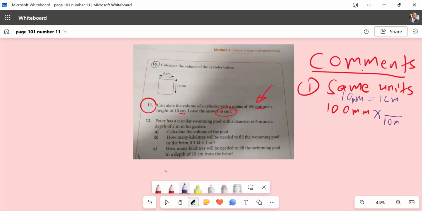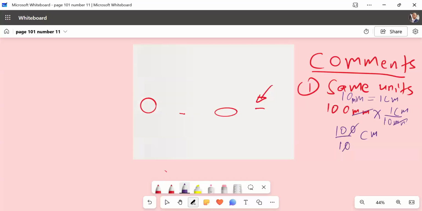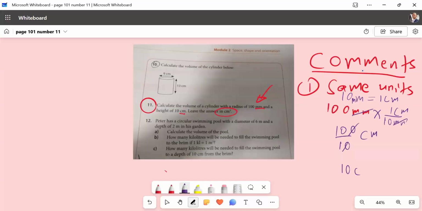10 millimeter. On top I'll put 1 centimeter. The millimeter will cancel the millimeter, and then I'm left with 100 divided by 10 centimeter. The 0 will cancel the 0, and I'm left with 10 centimeter. This tells me that instead of using the 100 millimeter, I'm going to use 10 centimeter. That was on step 1.